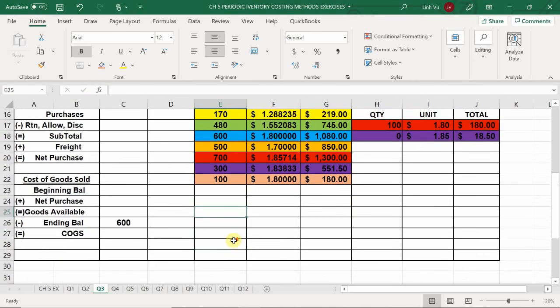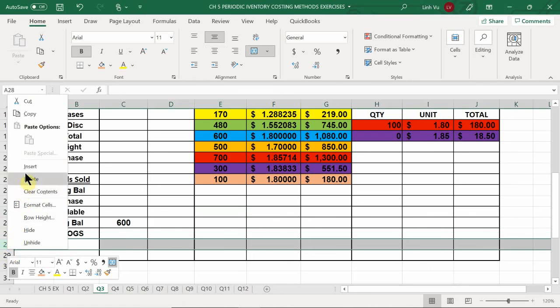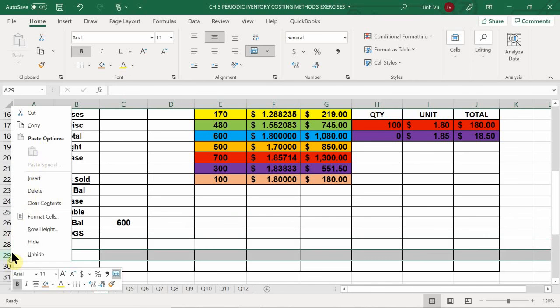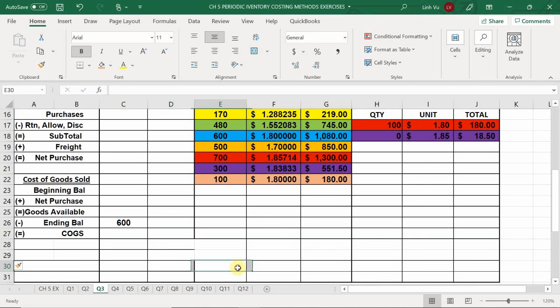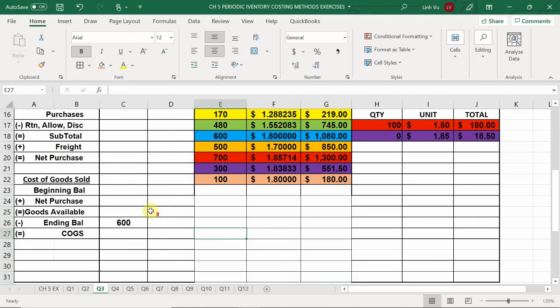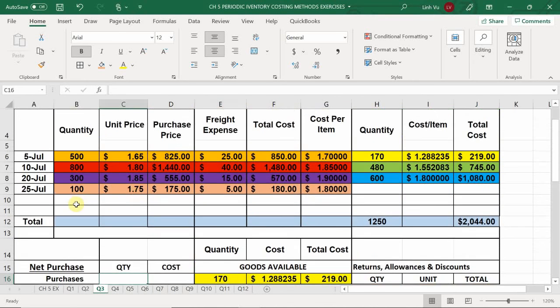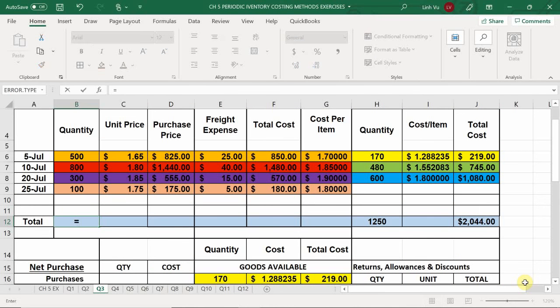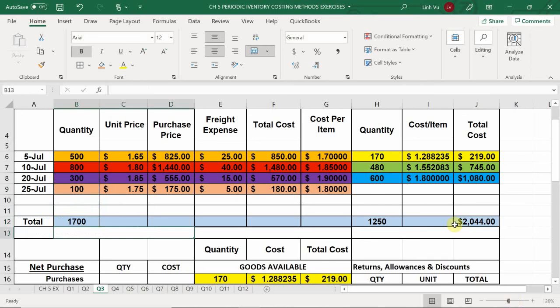So now I need to solve for my table here. Okay, so I'm going to insert a few lines in here as well. So let's go ahead and solve for our inventory. So in this case, let's total up our totals. So what was the total amount of inventory that I purchased? 1,700. 1,700, okay?